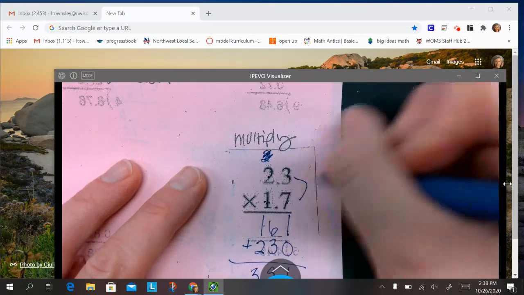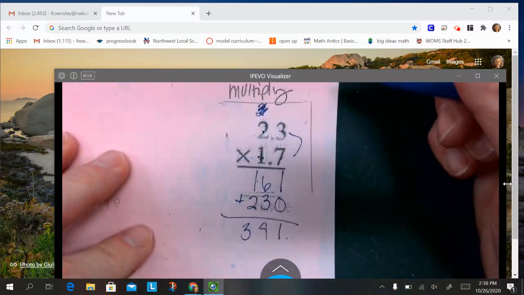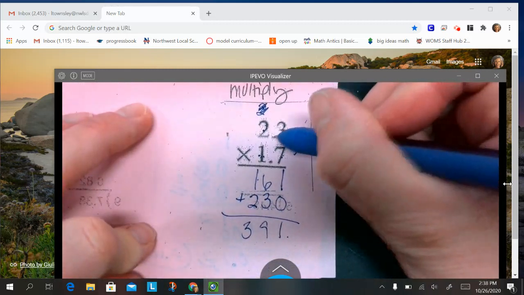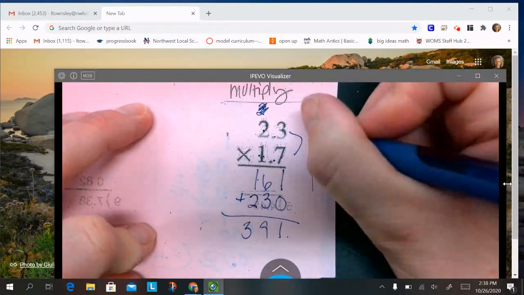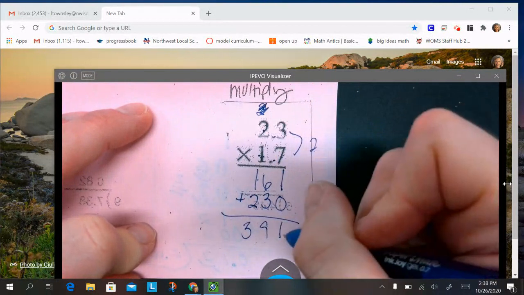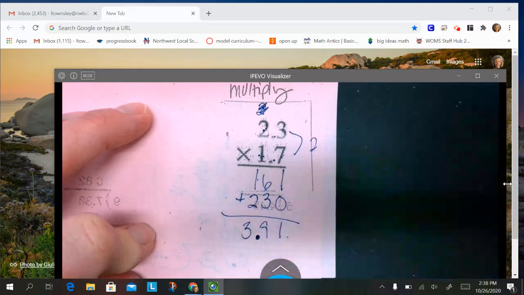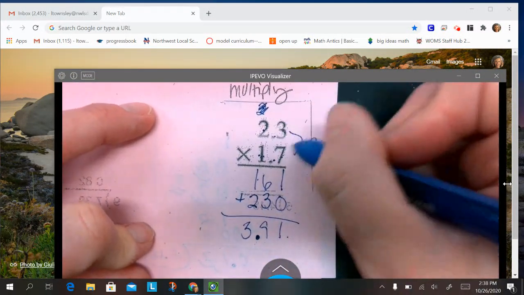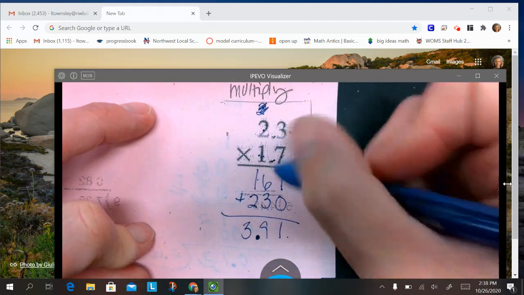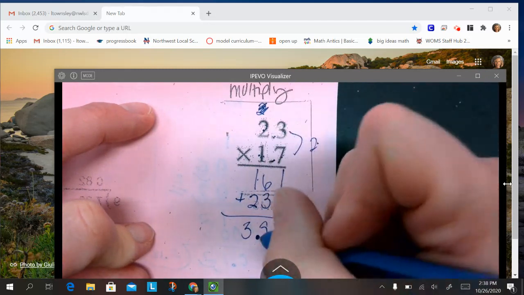Now look, how many decimal places do you have in the problem? 1, 2. You have 2. So in your answer, you have to have 2 decimal places. Okay? So whatever you have up here, you have 1 here, 2 total, 1, 2 total there.